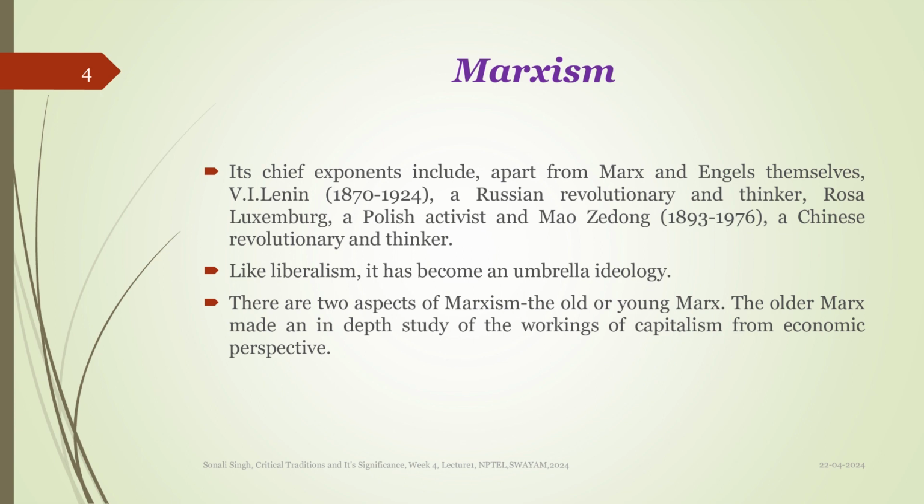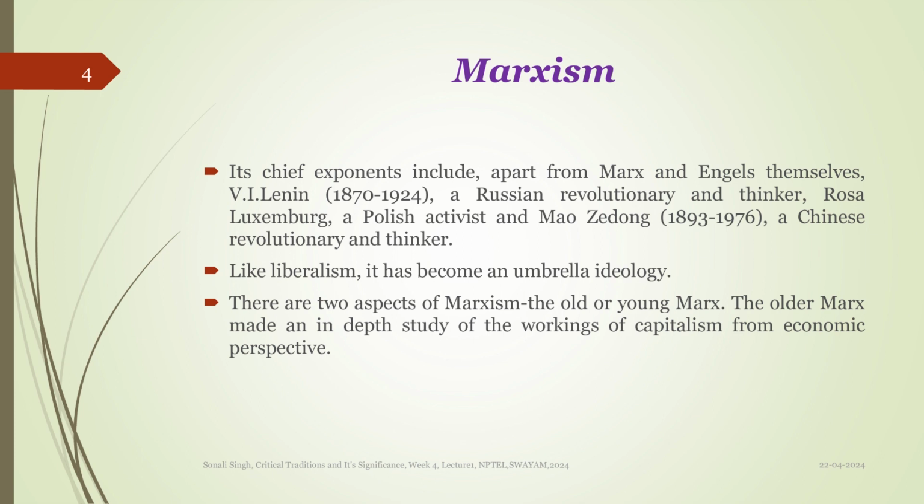I think it is very important to understand that there are two aspects of Marxism. One is the writings of Marx which were written in his early times or in his youth, and the writings of Marx which were written at the later phase of his life. And there is a very important difference in this. The older Marxism is also known as classical Marxism, and in that Marx has made an in-depth study of the workings of capitalism from an economic perspective. We will see in the subsequent lectures in what ways Marx has made a severe critique of the capitalist society from an economic perspective.